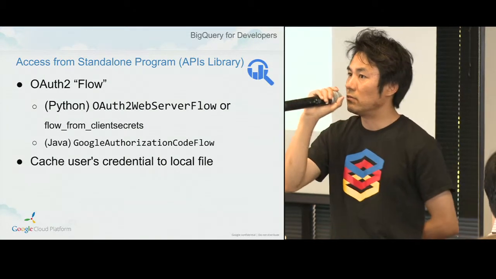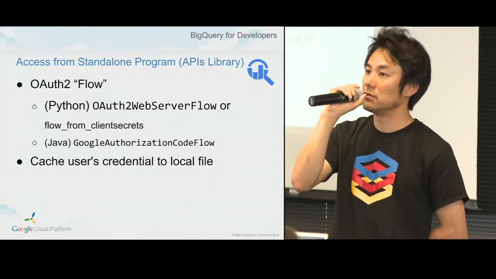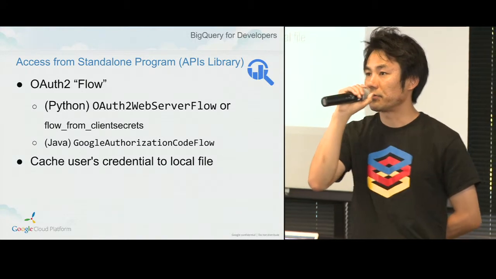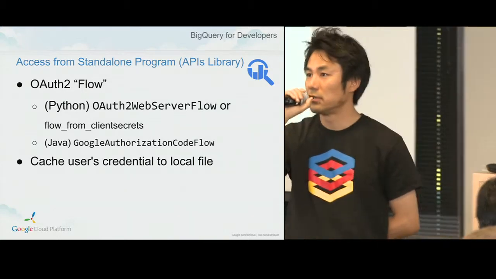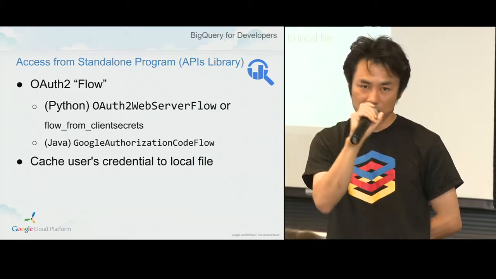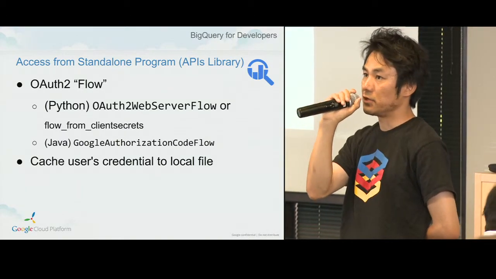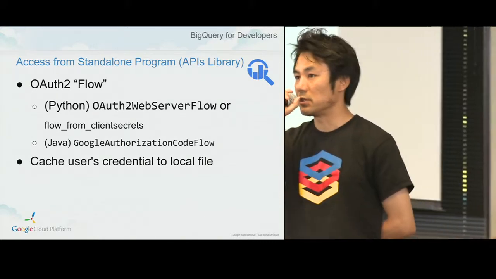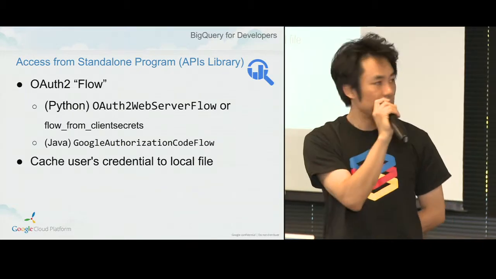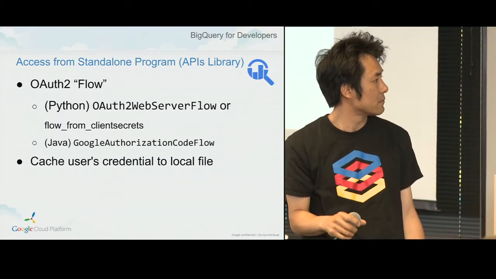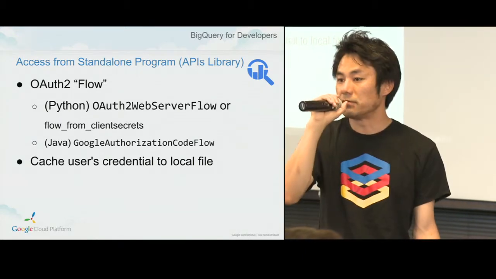So let's talk more about the OAuth flow. So in Python, we have this flow class. Or you can create the flow from the client secret function. So this basically takes a client ID and client secret, and it creates credentials. And similarly, Java has a corresponding class. And it caches a user's credential to the local file. Oh no, I mean, that part is not done automatically. You have to cache the user's credential by yourself.